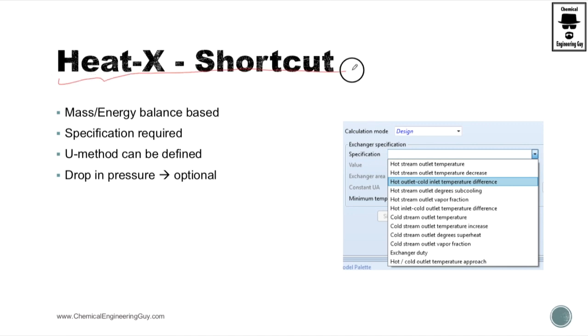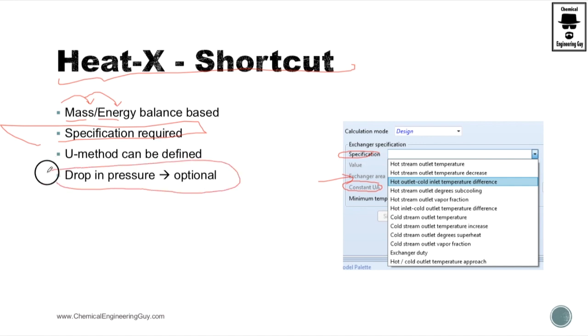Now for the shortcut option, you have the mass and energy balance option. They are based on mass and energy balances. You require at least one specification, which is right here. You have to state at least one. And if you have, you can select either constant heat transfer coefficient, or you can select the area. Whatever you choose, you must give it here. Also, the pressure drop is optional.